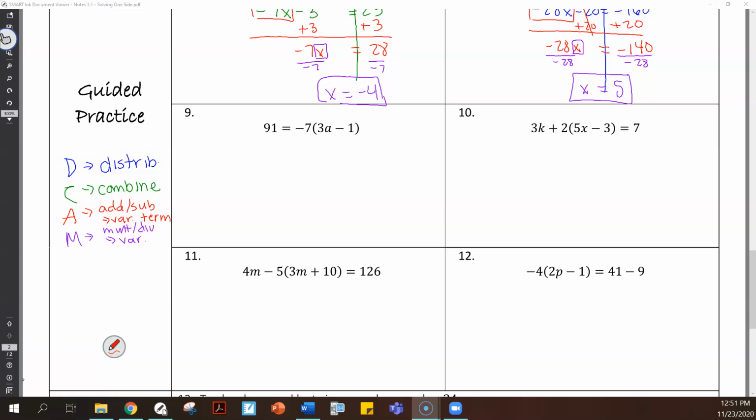There actually is a typo in number 10, so I want you to go ahead and skip that one altogether. Don't worry about doing number 10, but I want you to continue to practice by doing 9, 11, and 12. Copy them in your notebook, solve them through, and then come back here and check your answers against my answers.